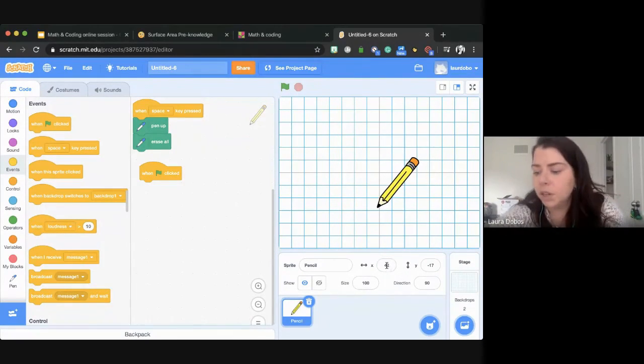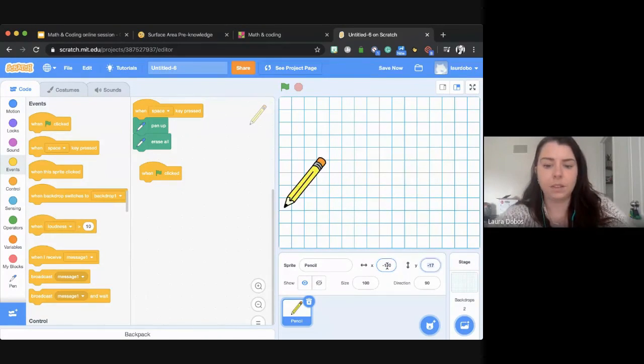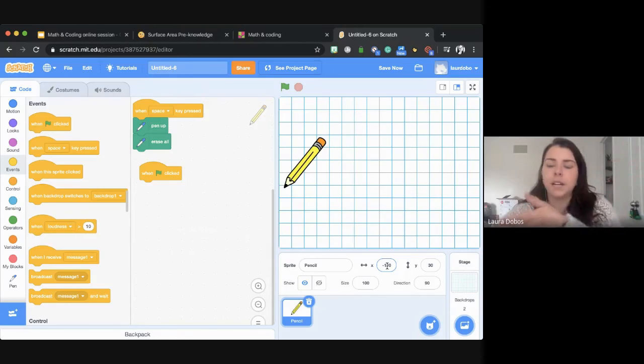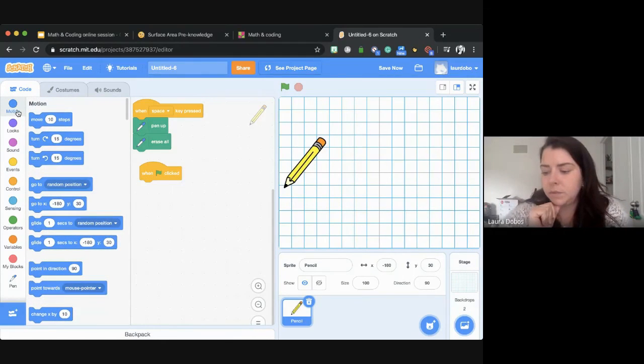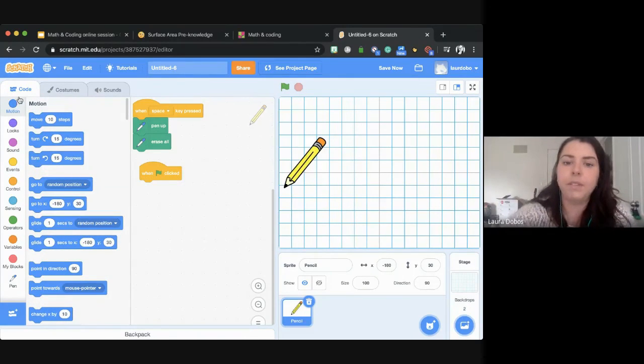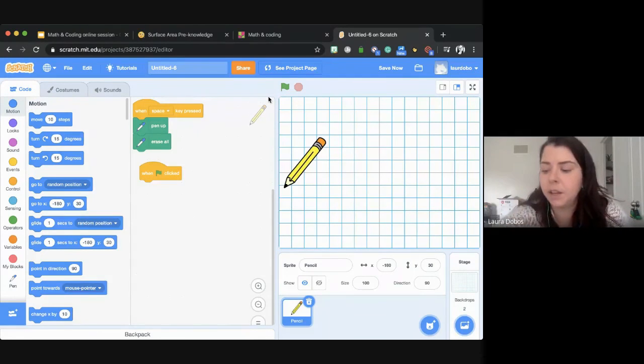I want my sprite to start at negative 180 and 30. I just found that that's a good starting point as I was going, because I'm going to draw from left to right on my screen. So now we're going to go up here to motion. When I click my green flag, which is up here, I want to start drawing my first square.